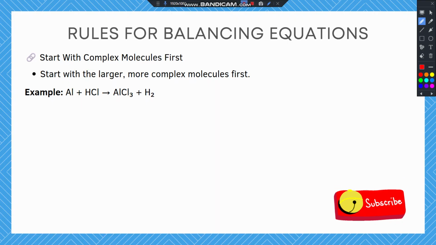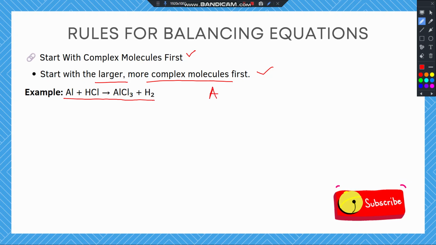Alright, now, so the next rule for balancing a chemical equation says to start with the complex molecules first. Alright, so when we say complex, we're simply referring to the larger and more complex molecules that have a higher number of atoms inside of them. So here is this example that we have on the screen right now. Let's go ahead and solve it step by step.